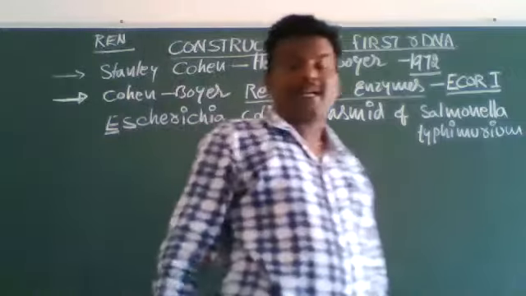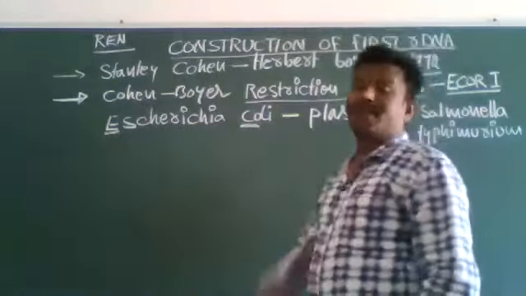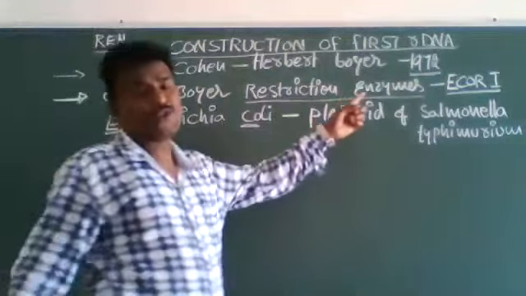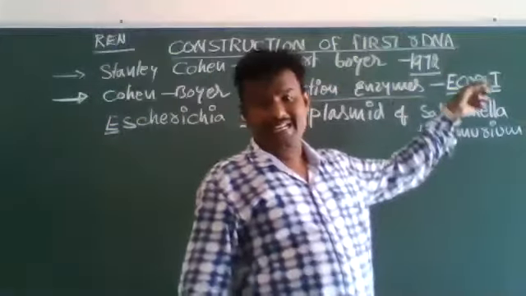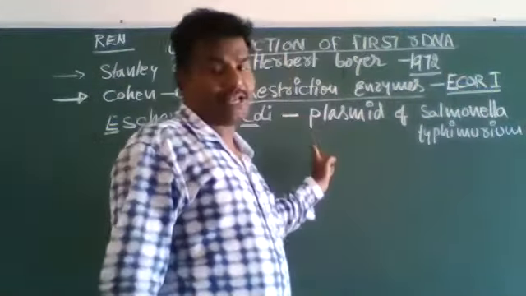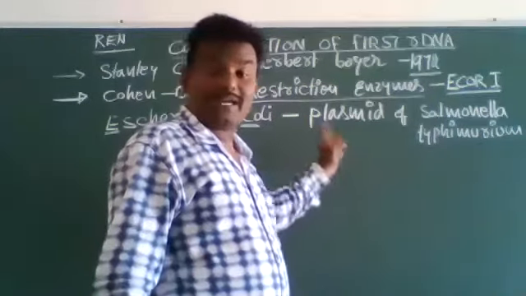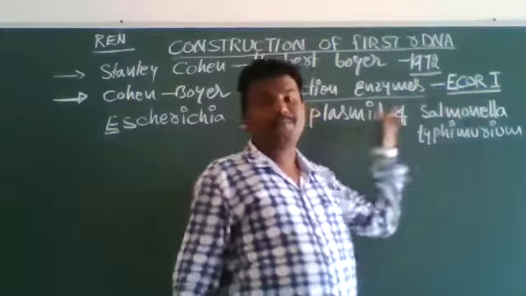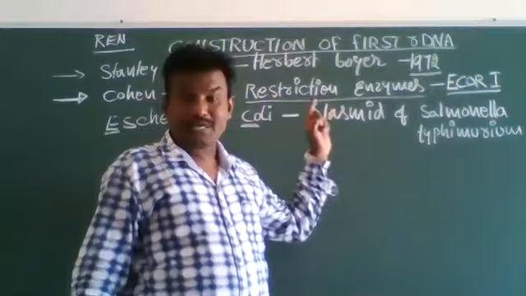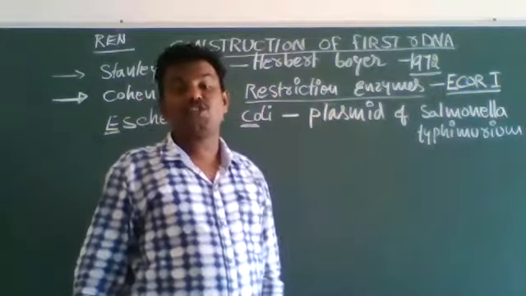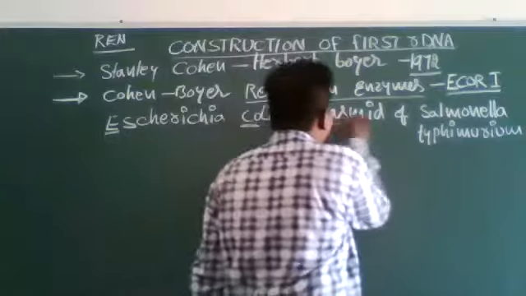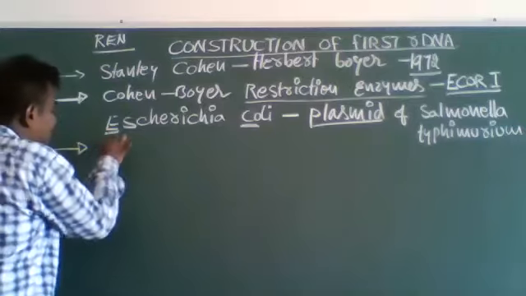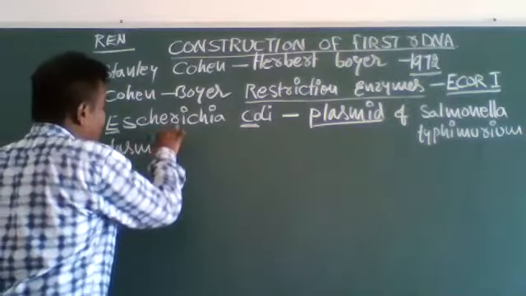Cohen and Boyer used restriction endonuclease enzyme, called EcoR1, collected from the Escherichia coli bacteria, to cut the plasmid of Salmonella typhimurium. In Salmonella typhimurium, plasmid is there, so to cut the plasmid, they used restriction endonuclease enzymes. So what is plasmid? Here they will ask a one mark definition.